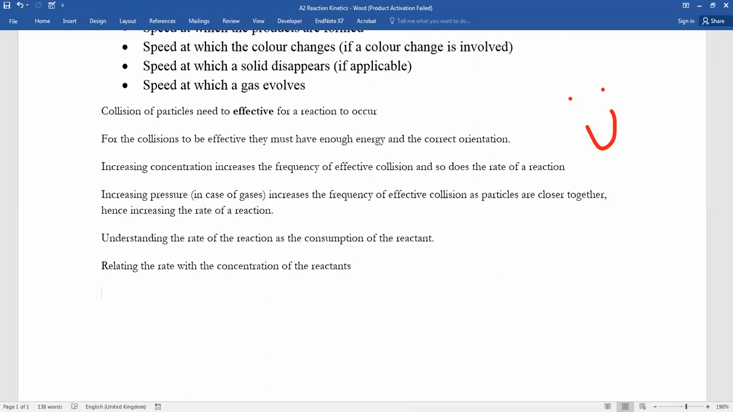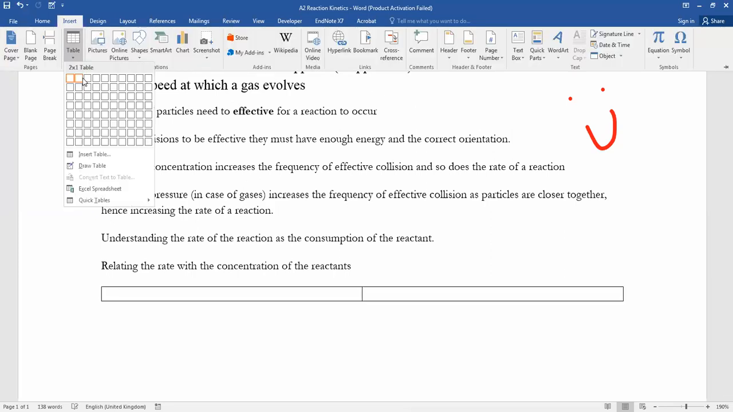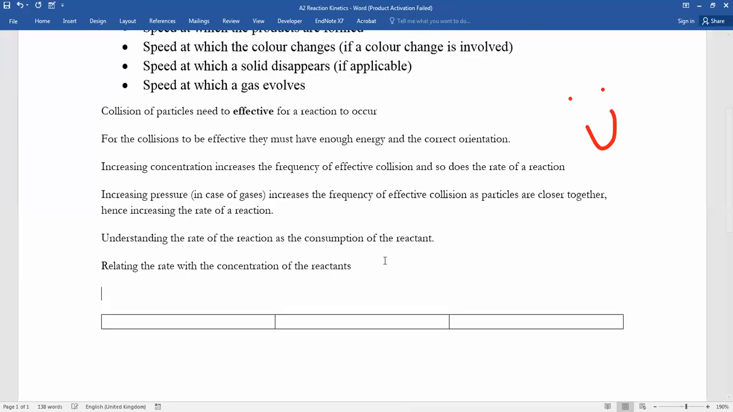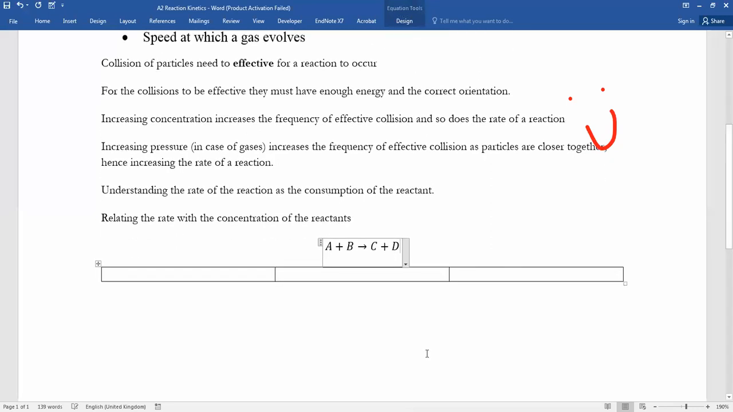Yes sir. Okay. So first of all, have a look at this. If I tell you that A plus B was giving me C plus D, so what are my reactants? A and B are my reactants, and C and D are my products, right or wrong?